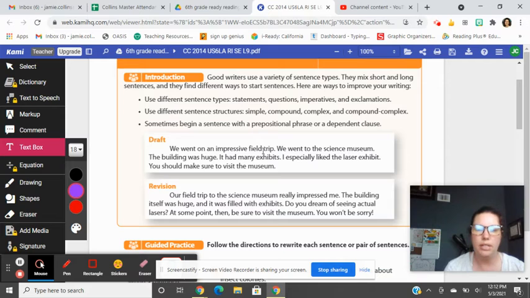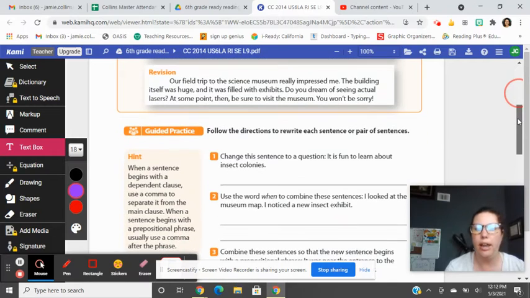Do you dream of seeing actual lasers? So I especially like the laser exhibit. We now have a varying sentence type by adding in a question. Do you dream of seeing actual lasers? At some point, then, be sure to visit the museum. So at some point is our dependent clause, which obviously requires an explanation. Be sure to visit the museum. You won't be sorry is an exclamatory sentence because it uses an exclamation mark. Okay, so this revision has all these different types of sentences in it, okay?